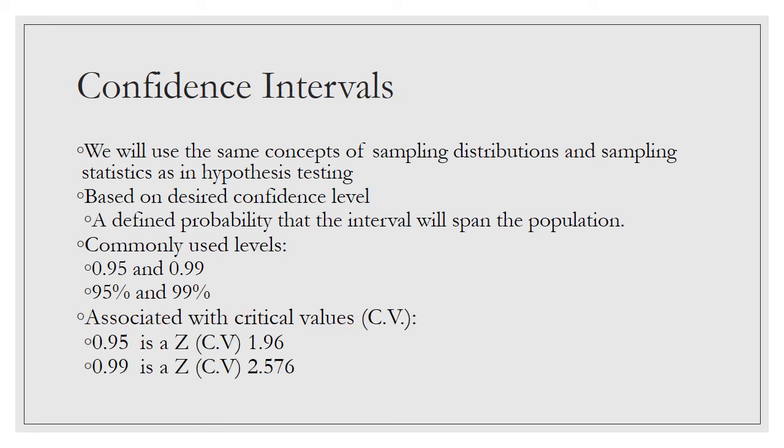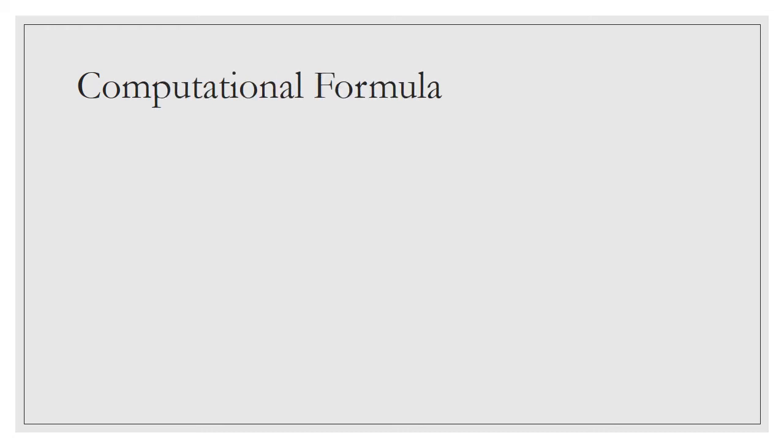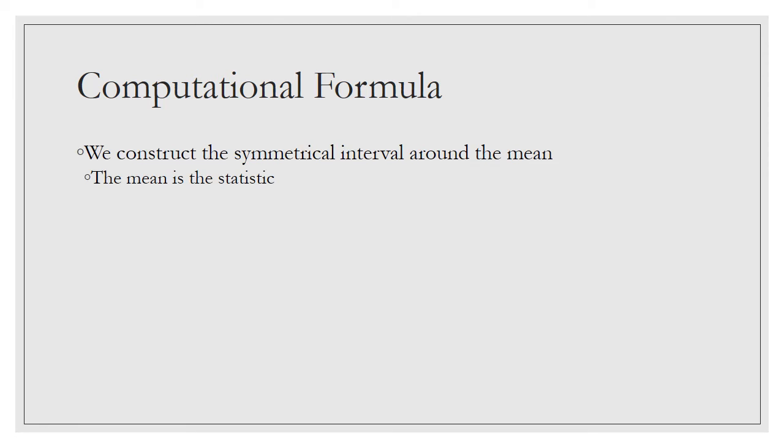Those Z values we saw earlier are associated with critical values for our confidence intervals. For a 0.95 or 95% confidence interval, we associate a critical value, a Z value, of 1.96. And the value associated with a 99% confidence interval, or a 0.99 confidence level, is 2.576. It's useful to start off, let's build a confidence interval and look at the computational formula. But first, let's remind ourselves that we are constructing the symmetrical interval around the mean.